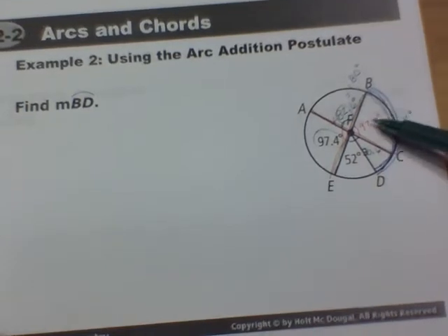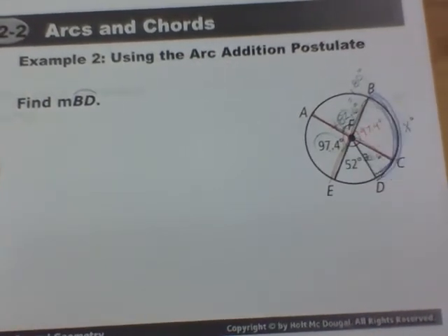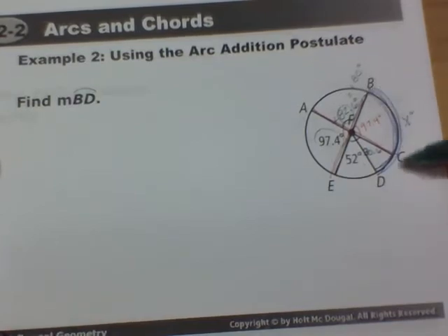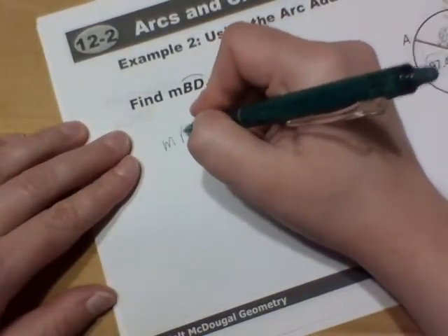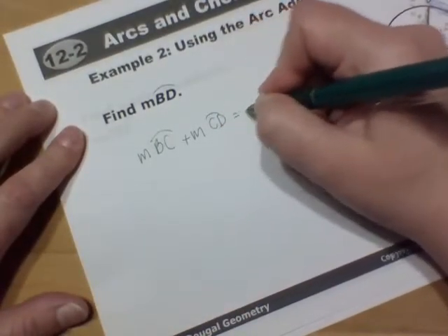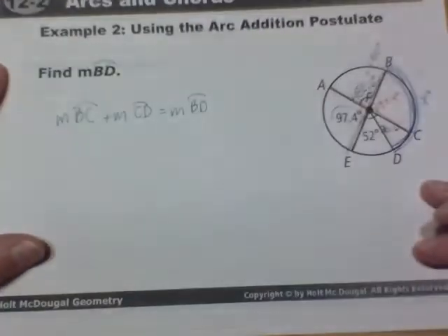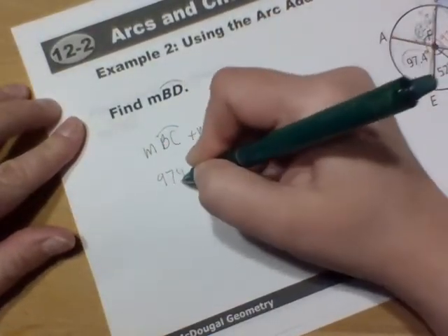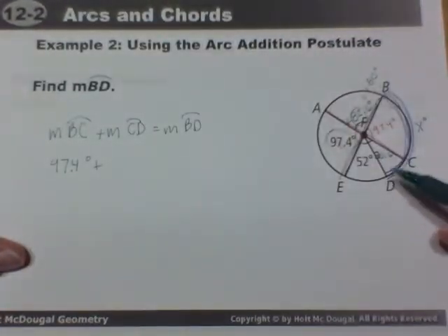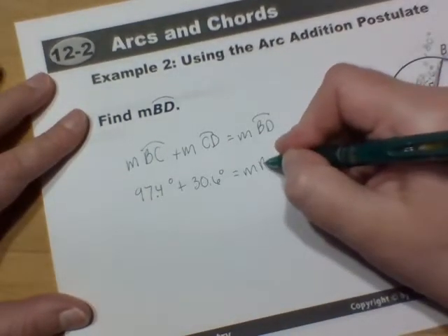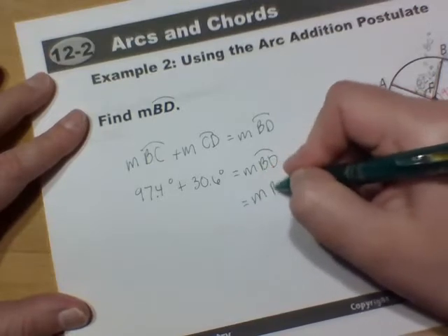Now, based on the idea of vertical angles, another set of vertical angles, and linear pairs, we have the measurements of all of the angles inside of here, which means that if we want to find BD, we can take the measure of BC, add it to the measure of CD, and we'll get what we're trying to find, which is the measure of BD. The measure of BC is 97.4, and the measure of CD is 30.6. Together, that's going to be the measure of BD, which is what we're trying to get. And so the measure of BD is that sum.